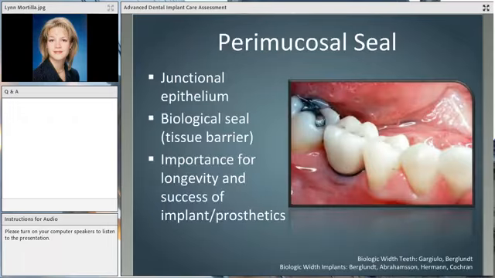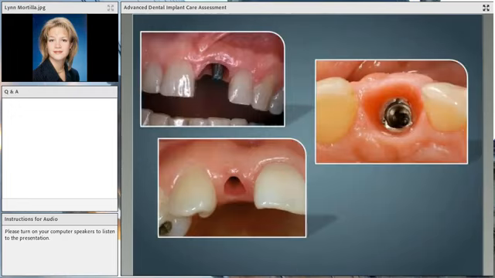What we focus a lot of our assessment on is the perimucosal seal, or the permucosal seal. That is the biological seal or the tissue barrier that presents itself just as the sulcus would around a tooth. And this seal is a barrier to the oral cavity, and it works to keep bacteria and food out of that sulcular area. It is very important that the perimucosal seal be healthy, just as it's very important that the sulcus and the gingival tissue around a tooth be healthy. Same thing here with the perimucosal seal around an implant.